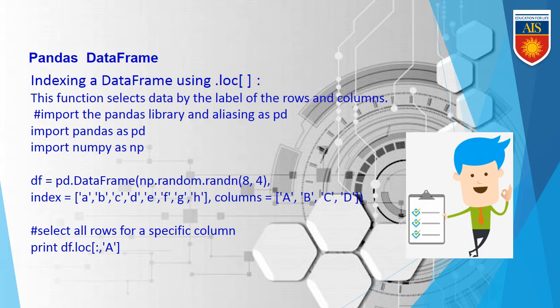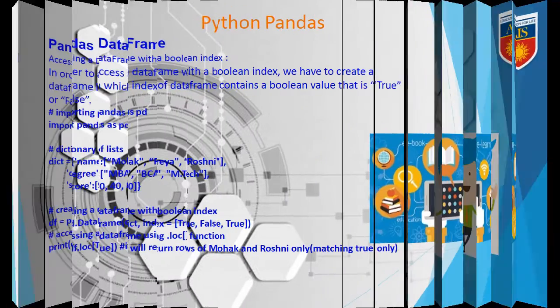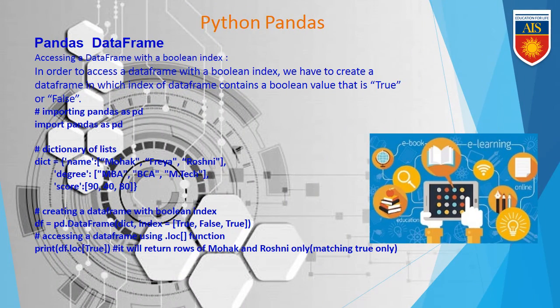Select all rows for a specific column: print df.loc[:, 'a'], that means it will select all the rows for a specific column. Next option is accessing a data frame with a boolean index. We all know boolean will provide us true or false. So in that case, it will be applicable on the basis of true or false value only.